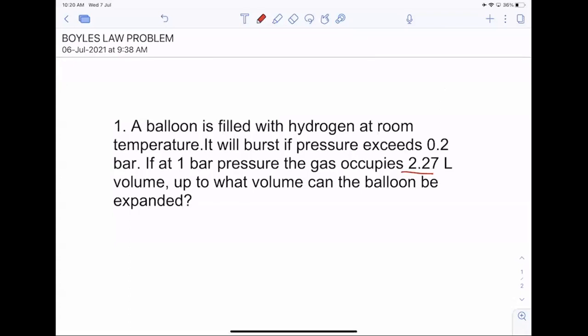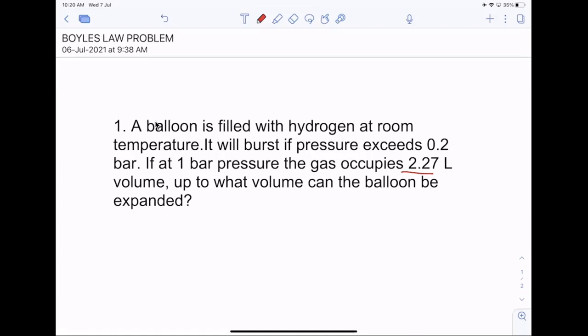Okay, so boys, in our previous class, that means in our yesterday's class, we have learned about Boyle's law. And what is Boyle's law? Boyle's law is at constant temperature, the pressure of a fixed amount of gas varies inversely with volume.